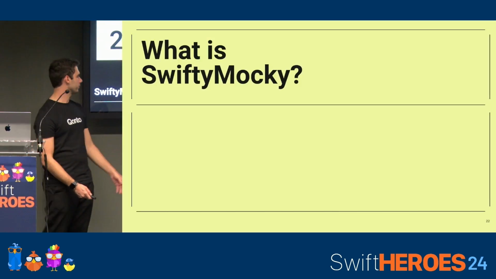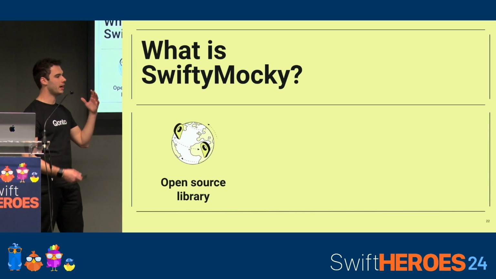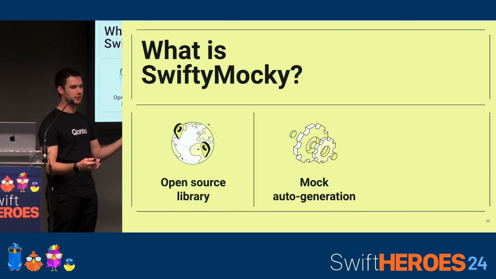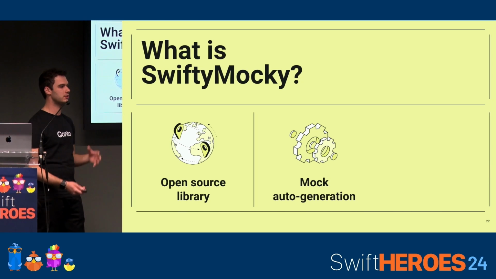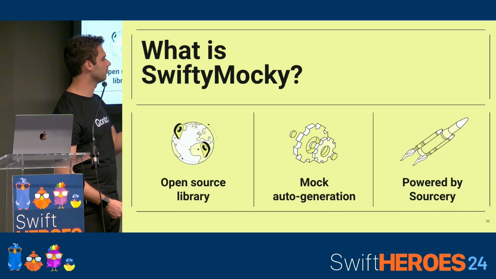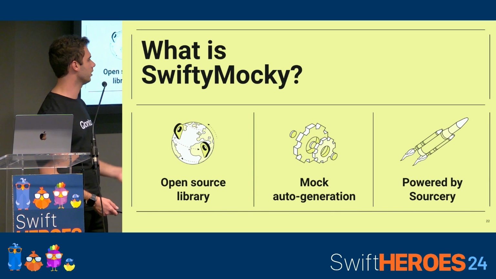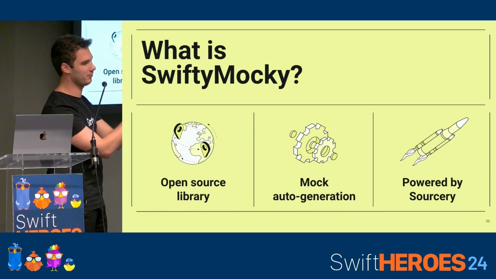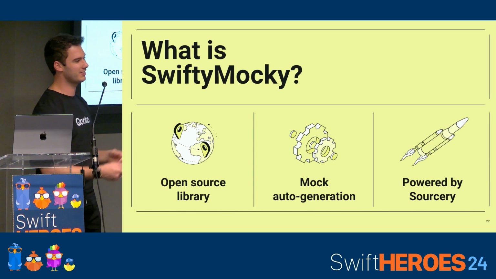So what is SwiftyMocky? SwiftyMocky is an amazing open source library that allows you to auto-generate mocks for your dependencies in your unit tests. And it is powered by Sourcery, which is the most famous code generation tool available. So thank you, Christoph. We should give him a round of applause because of his amazing contribution.